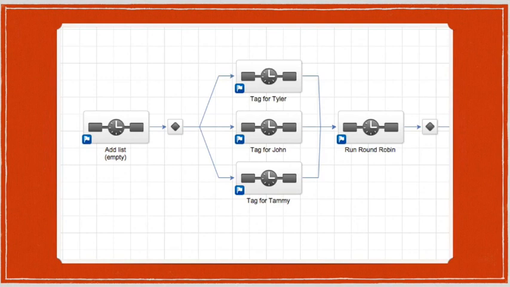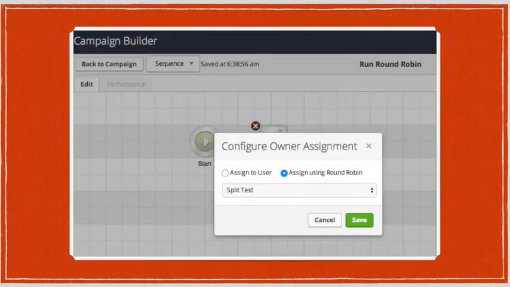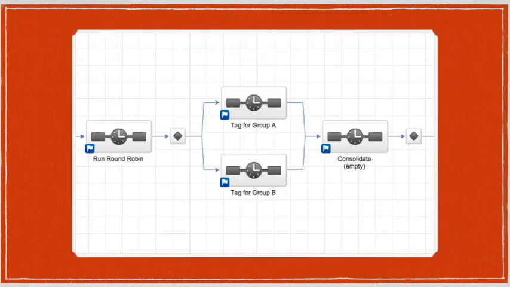Next, after they get tagged for their current owner, they're going to be run into a sequence where we're going to run the round robin. So inside that sequence, it's very simple. We just use the assign an owner snippet, and then we select assign using round robin as the option there. And then of course we're going to select from the drop down the actual name of the split test round robin that we set up, so that it's going to randomly distribute those leads to those users.